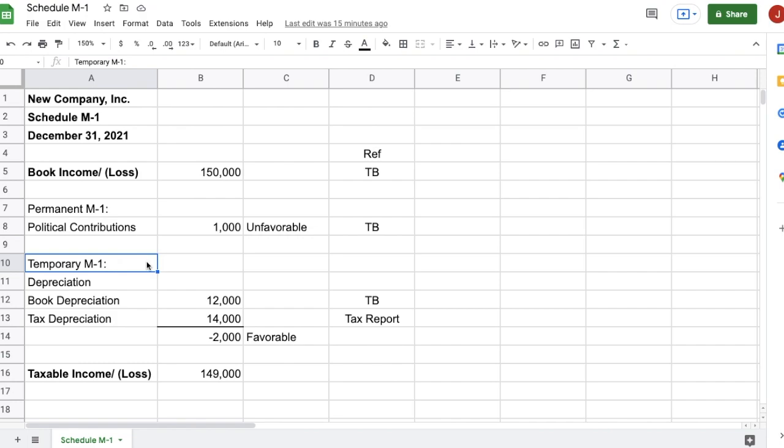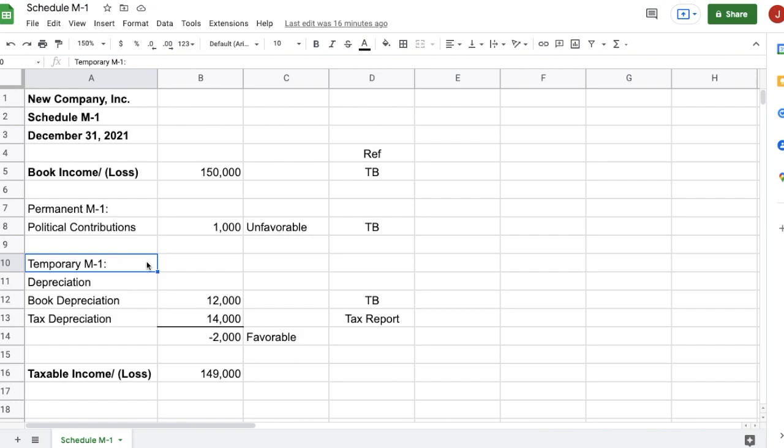So let's go ahead and take a look at depreciation. The reason why I chose depreciation is because this is very common in a lot of M1 work papers. Now, I won't go too much into the detail of how to figure out tax depreciation. For now, we're going to say that it comes from the tax report. However, in the future, I will be going over how to get this amount and how to check whether or not the tax depreciation the report is pulling is correct. So we will go over that in a different video.